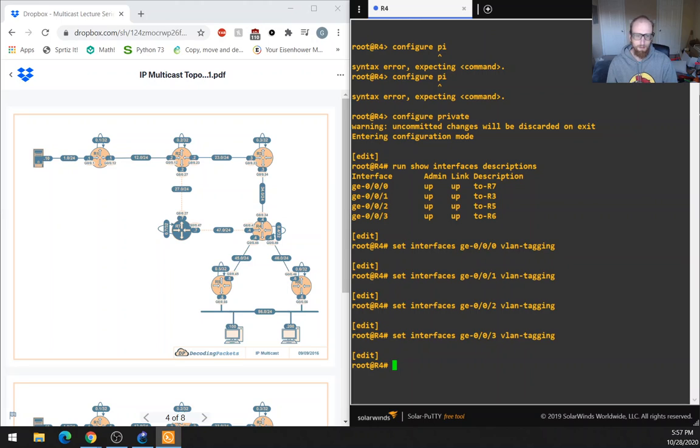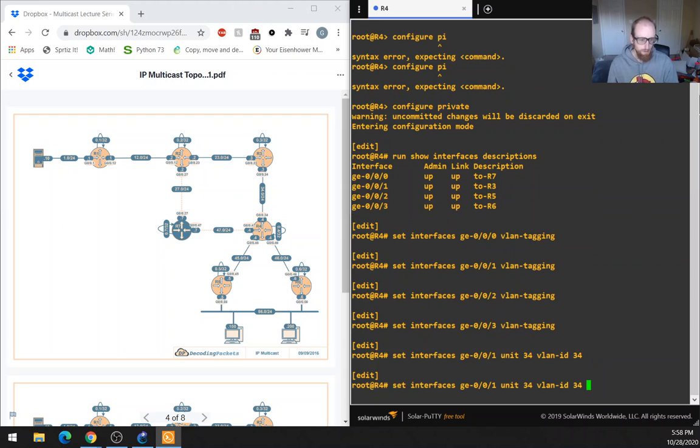Alright, so we've got the VLAN tagging set up. So, yep, let's follow along. So the first one's going to be to router 3, which we'll do on G1, which will be unit 34, VLAN ID 34. Right, so then to router 7, we've got 0. Unit 47 with the VLAN ID of 47.